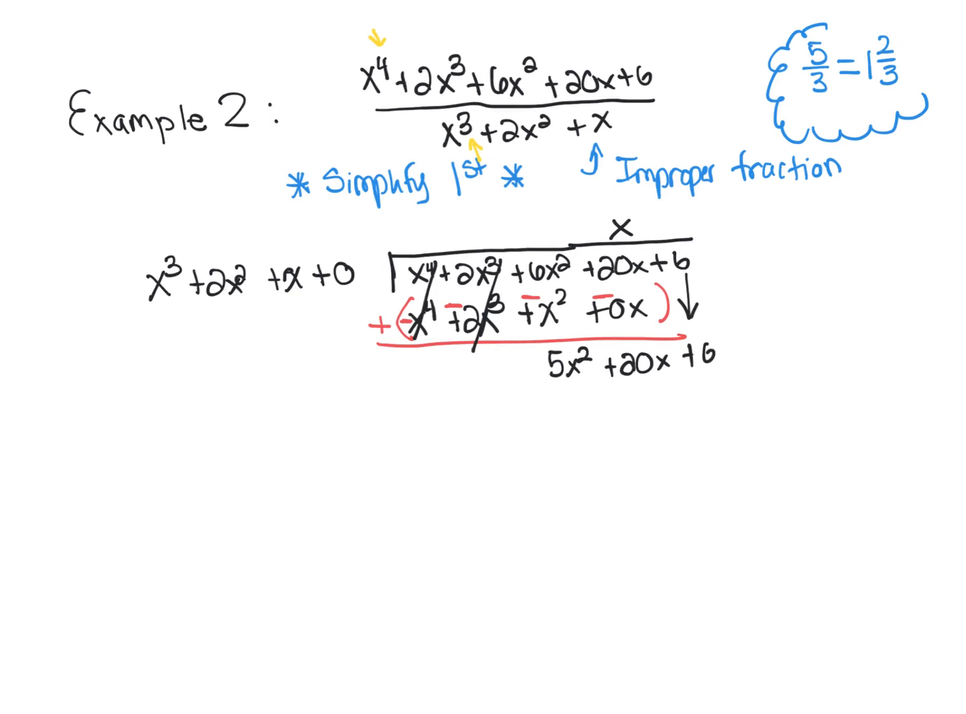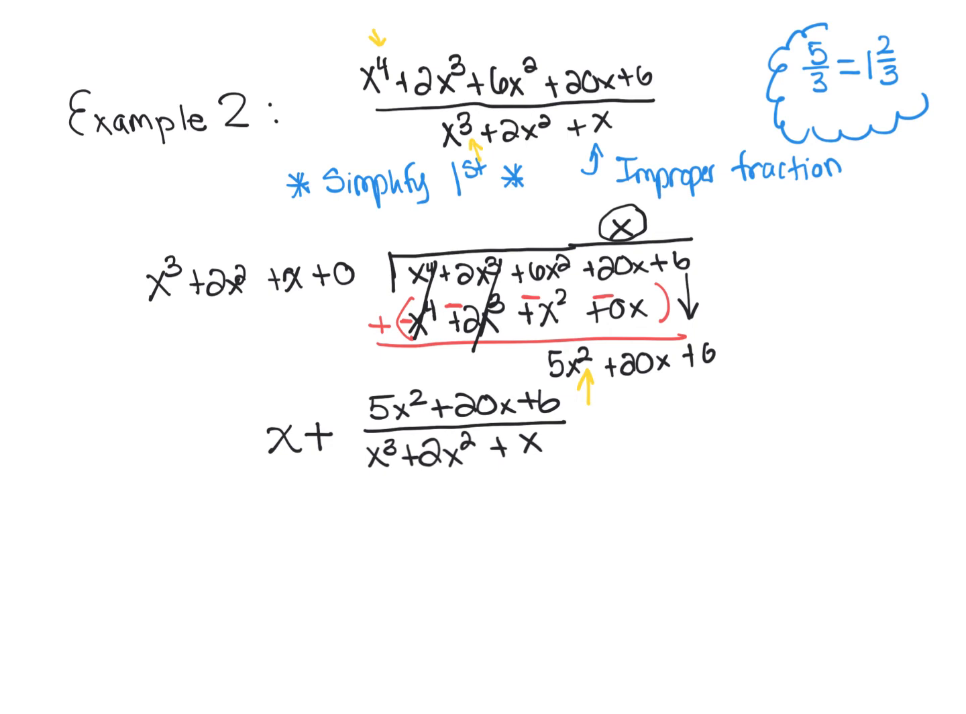Now you can see that this degree on the denominator will now be smaller than that x cubed. So if I rewrite what I have, the 1x from the top right here, I can write this as x plus 5x squared plus 20x plus 6 over x cubed plus 2x squared plus x.